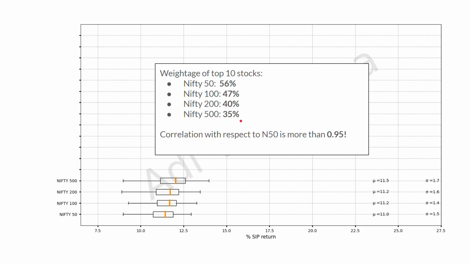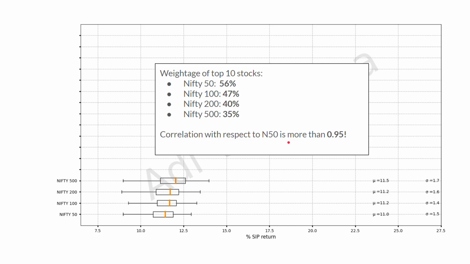The top 10 stocks are taking 35% of the weightage out of 100%, and the remaining 490 stocks are represented in the remaining 65%. So even if you plot these four indices and calculate the correlation with respect to Nifty 50, it will come to more than 0.95. So basically they more or less represent Nifty 50 only.